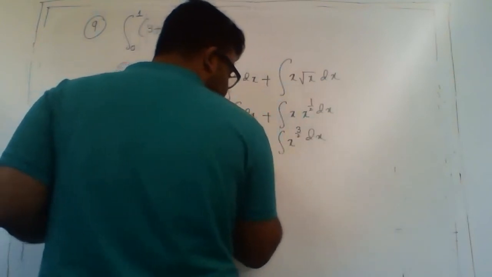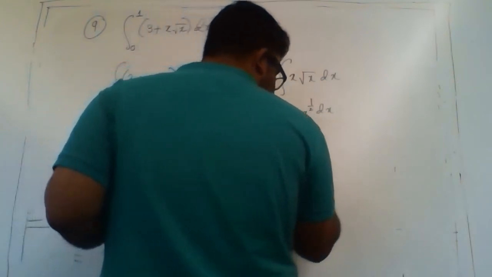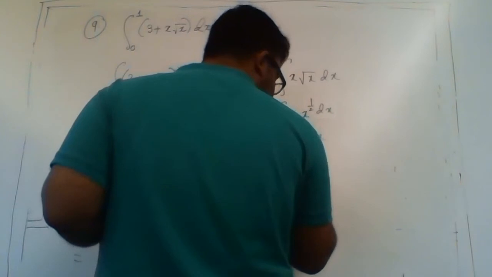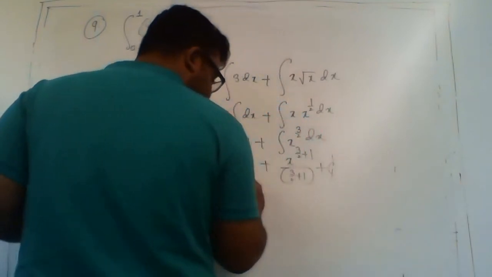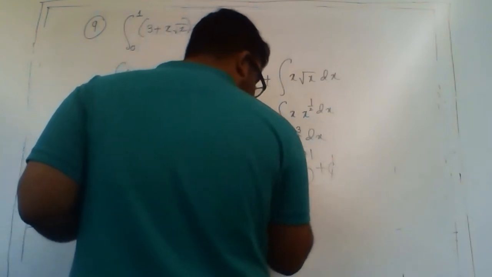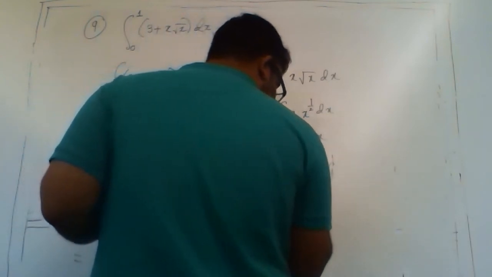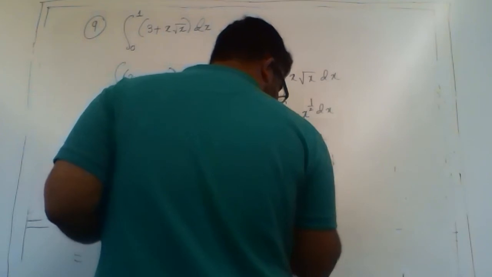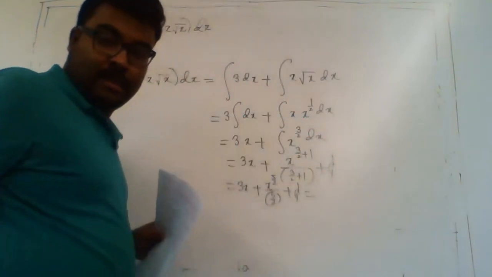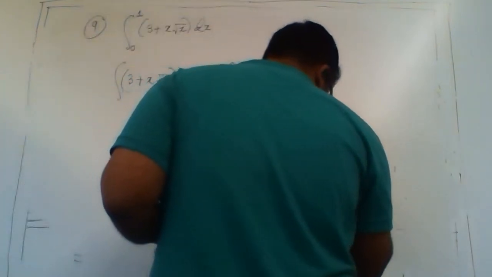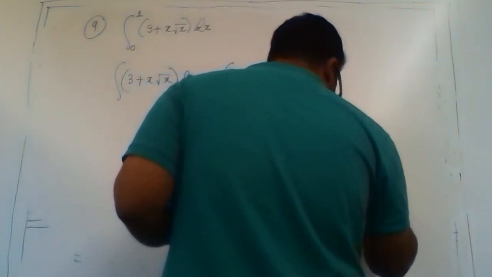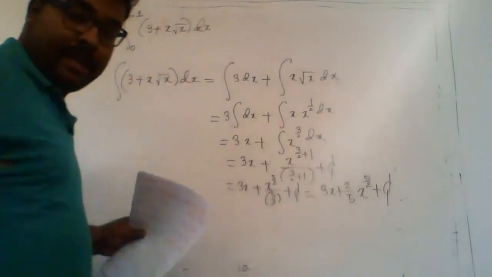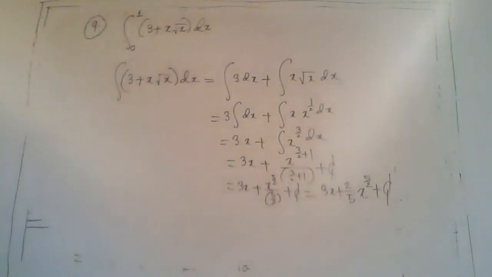This is 3x plus x to the power 3 over 2 plus 1, by 3 over 2 plus 1, plus c. So this is 3x plus x to the power 5 over 2 by 5 over 2 plus c. So this is 3x plus 2 over 5 x to the power 5 over 2 plus c, and then put the top value and the bottom value and find their difference.